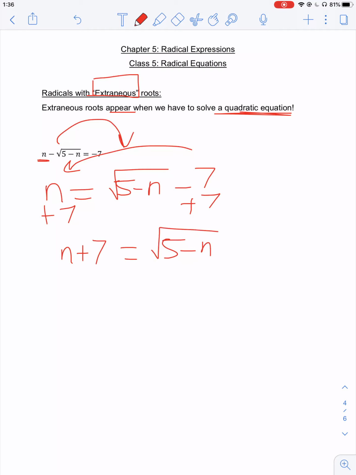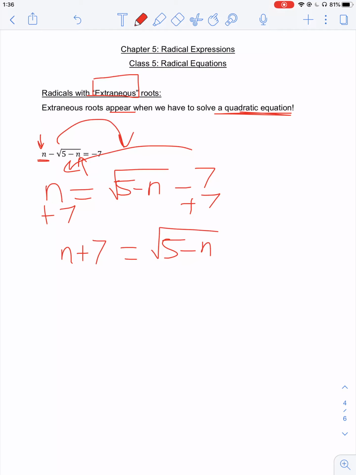Okay, so this question is slightly challenging because here your variable n appears in two different places. Okay, so when your variable appears in two different places, then you have to isolate the radical because then you can take the square of that. And when you do that, you're going to end up with a quadratic equation.